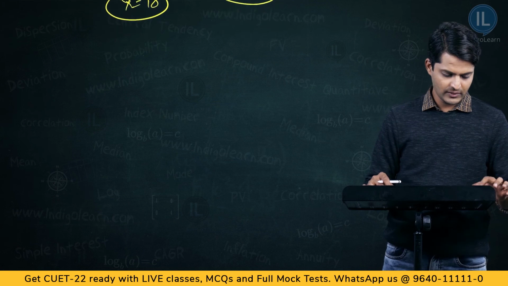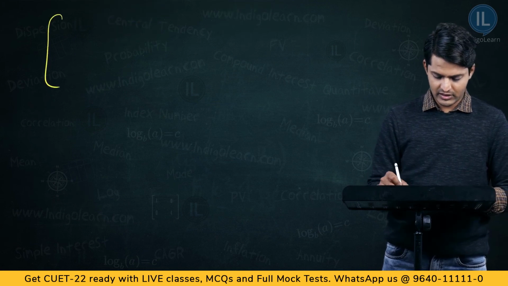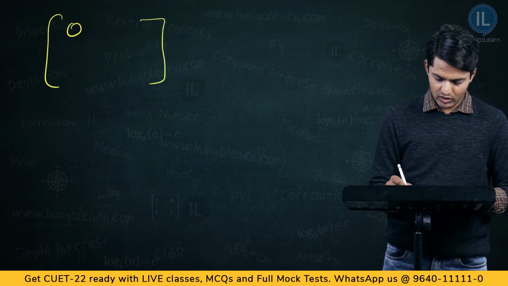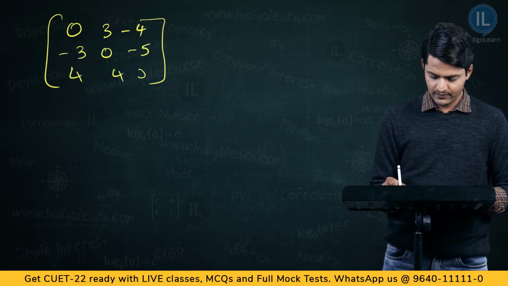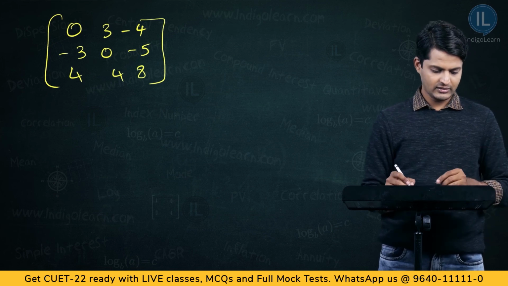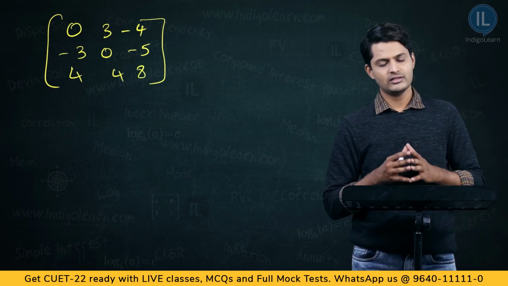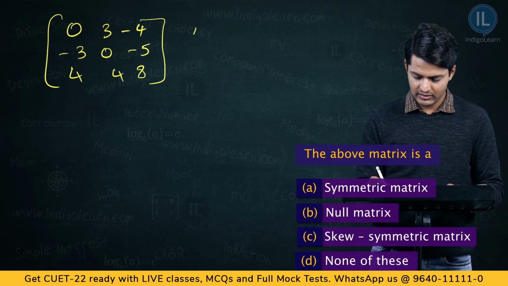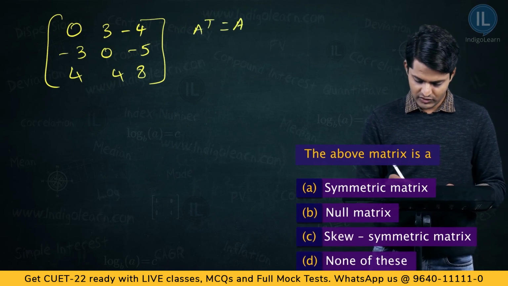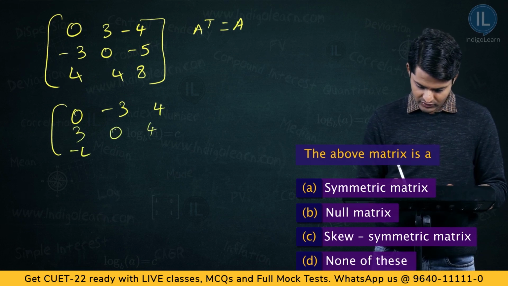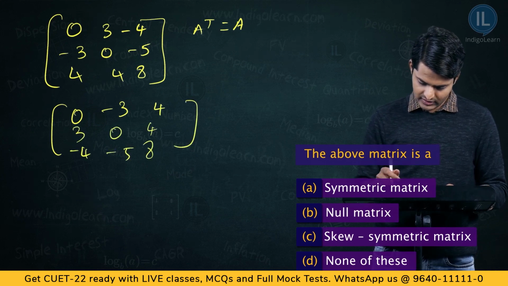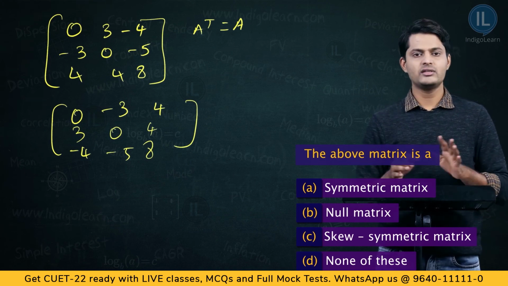So 34th one, the matrix that is represented here is 0, 3, minus 4, minus 3, 0, minus 5, 4, 4, 8. So he is asking what kind of matrix is this. Okay, first we need to check whether it is a symmetric matrix. What is a symmetric matrix? A transpose is equal to A. So just find out A transpose: 0, minus 3, 4, 3, 0, 4, minus 4, minus 5, 8. Is it the same matrix? No, it's not a symmetric matrix.